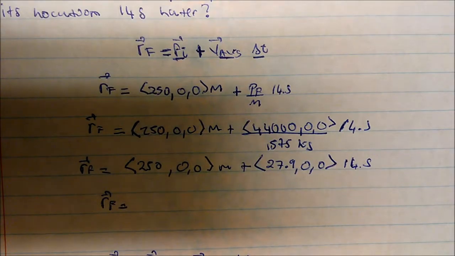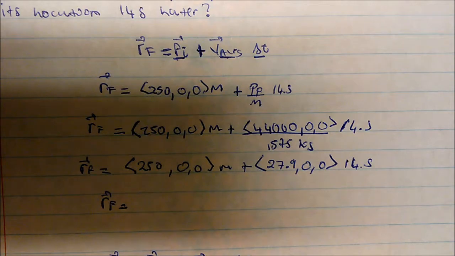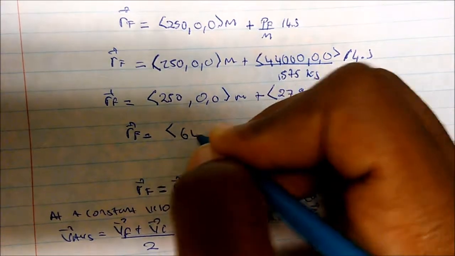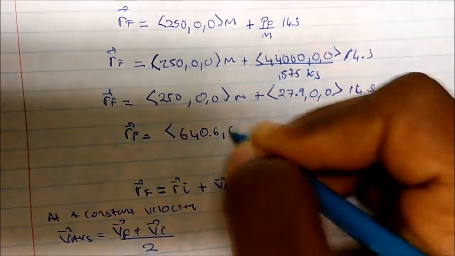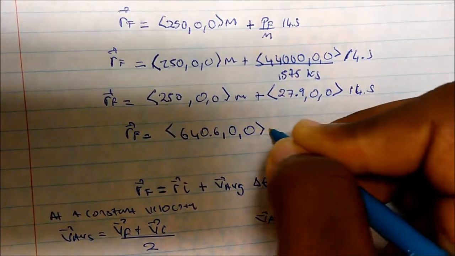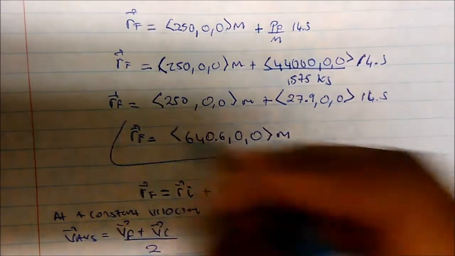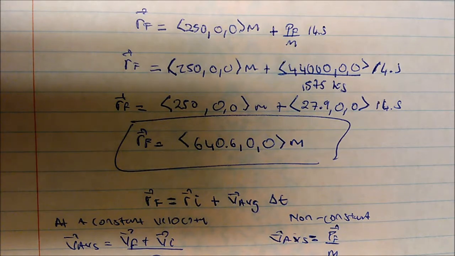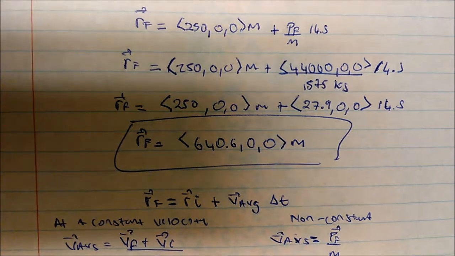So I'm going to take 250 plus 279 times 14, and so my final position would be 4,156 meters. So this is how we update position, given a momentum and some sort of mass with an initial position.